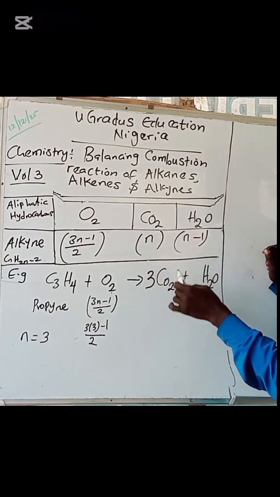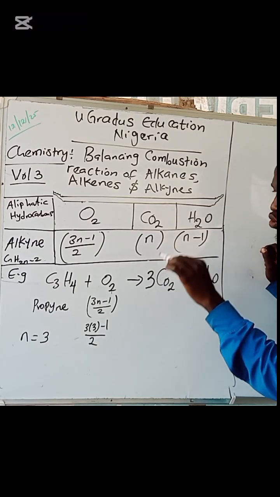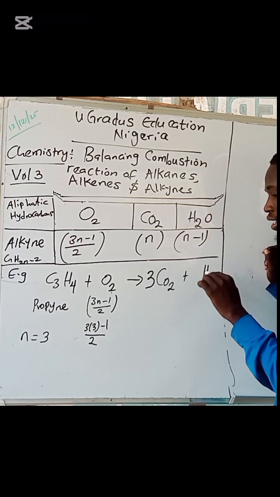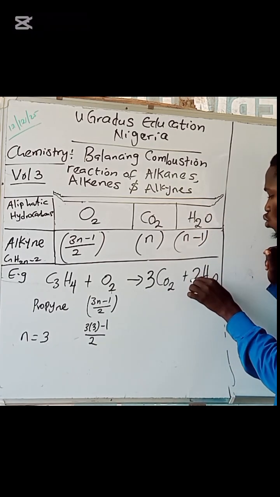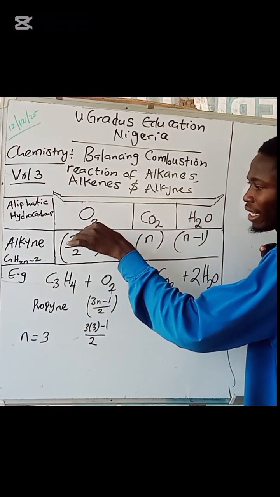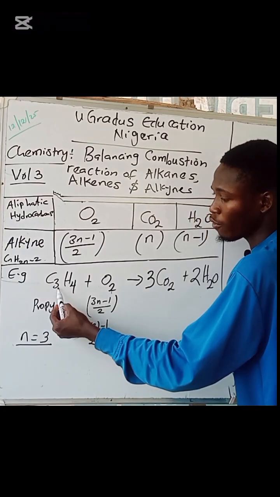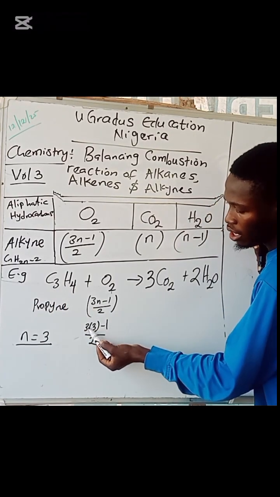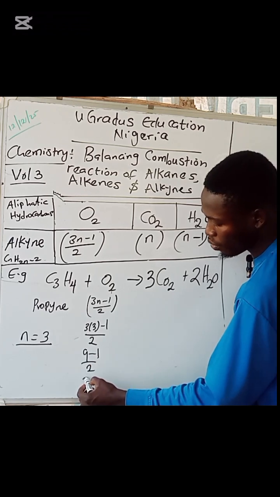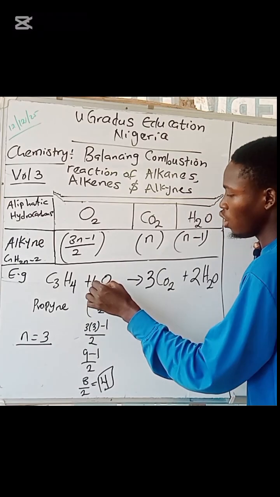The next thing to get after your CO2 is your water. Your water in an alkyne is the coefficient of your CO2, which is the number of carbon given, decreased by 1. So if you reduce 3 by 1, you get 2. The last one to get is the coefficient of oxygen, and that's why you go back to the formula: 3n minus 1 all over 2. Our n is the number of carbon given, so put 3. 3 times 3 gives you 9, minus 1 is 8, and 8 all over 2 gives you 4. Which means 4 is the coefficient of oxygen.